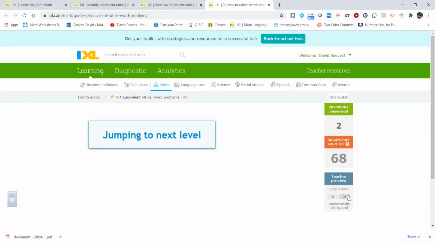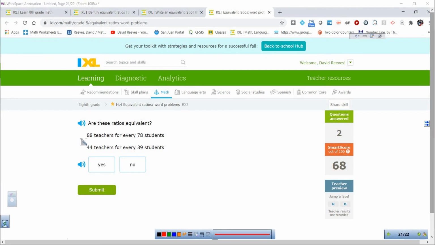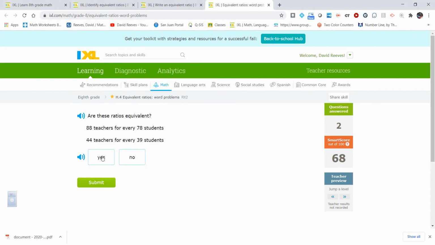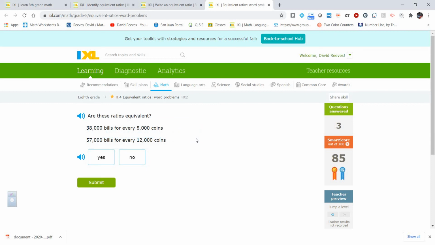All right, let's skip up to the next level. Same idea. In fact, it's literally the same. 44 times 2 is 88. 39 times 2 is 78. So this ratio is twice as big as this ratio. Actually, the ratios are equivalent. The ratio isn't twice as big. It's simply 88 teachers is twice of 44 teachers, and 78 teachers is twice of 39 teachers. All right, let's skip up to the next level and see, do they have anything more challenging waiting for us?